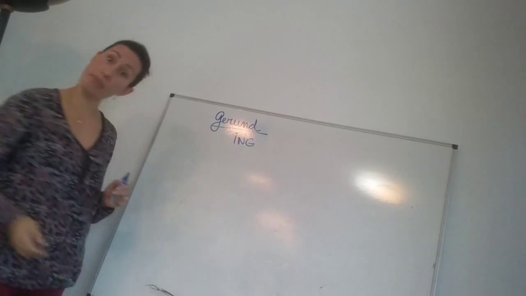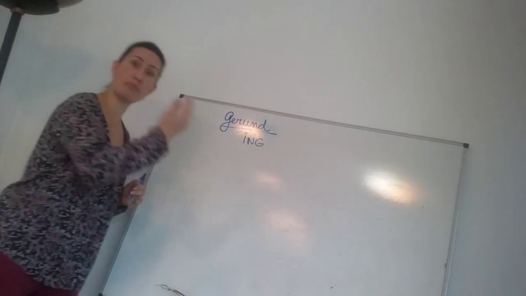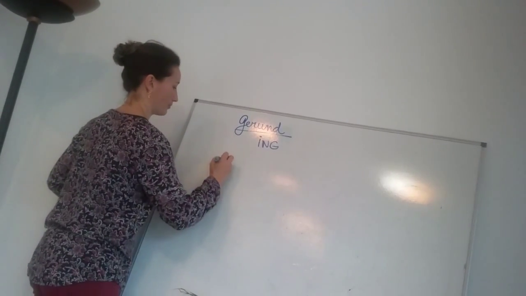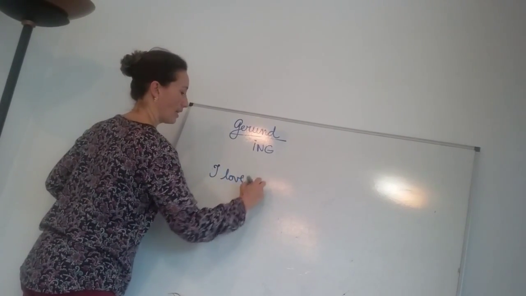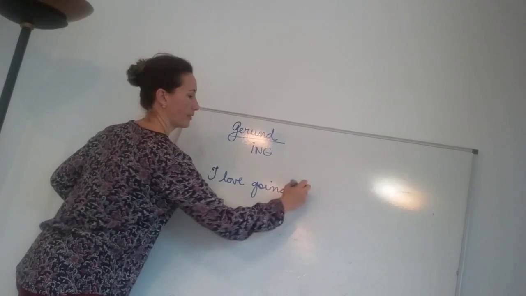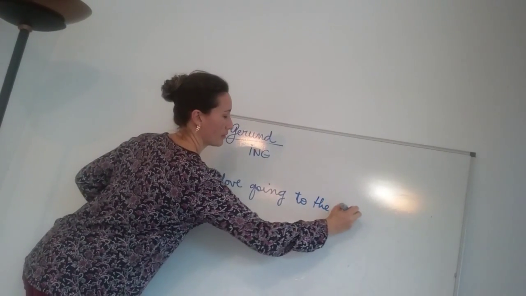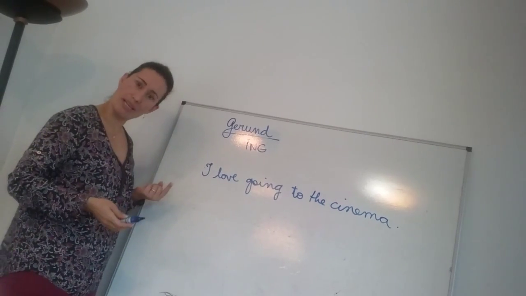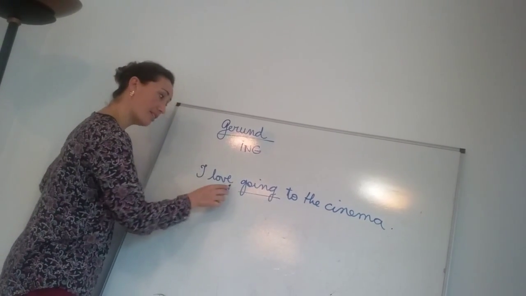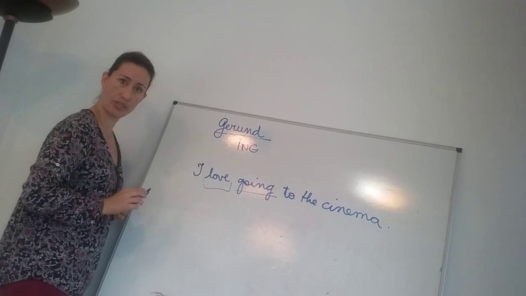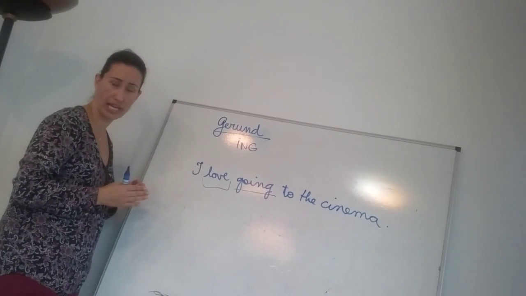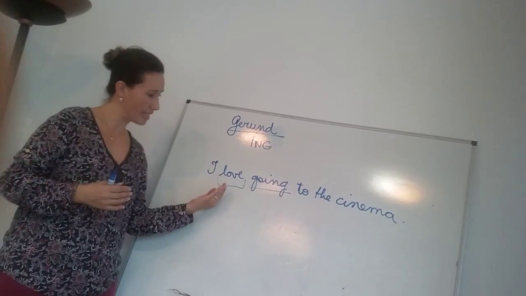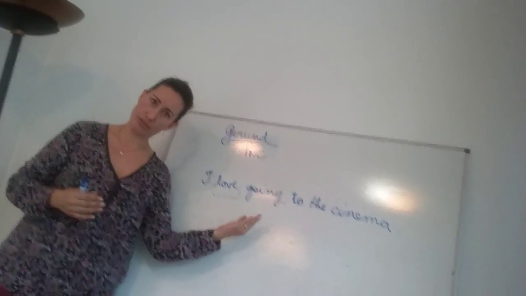We have the verb patterns. So after some verbs, we should use gerund. For example, I love going to the cinema. Here, what tells me that I have to use gerund is the verb love. Okay, we have a table for that: verbs that have to be followed by infinitive and verbs that have to be followed by gerund.